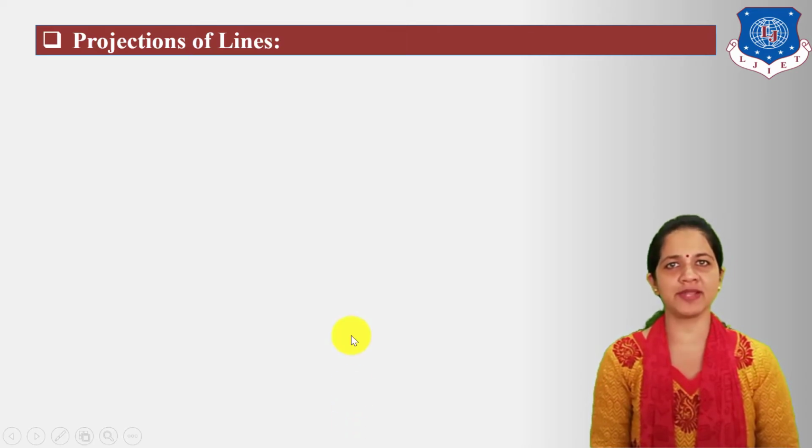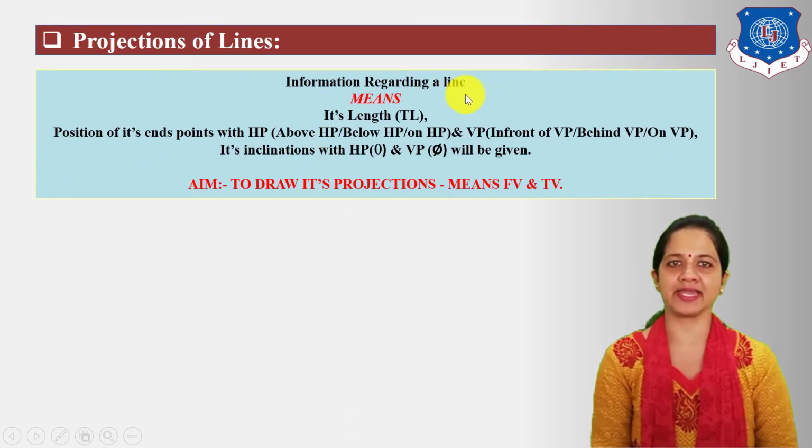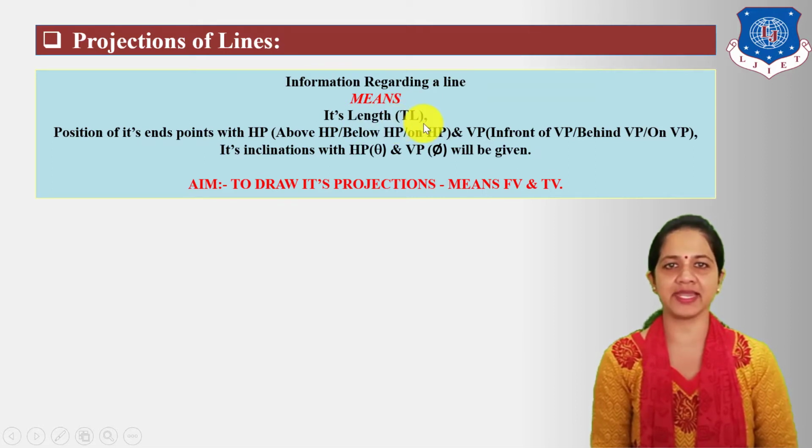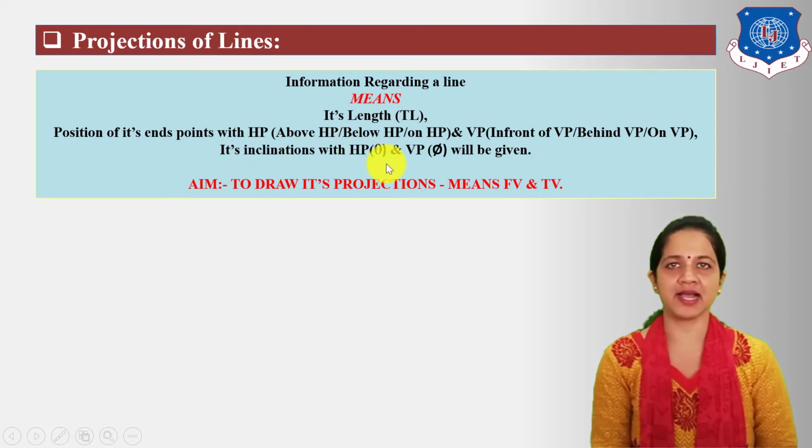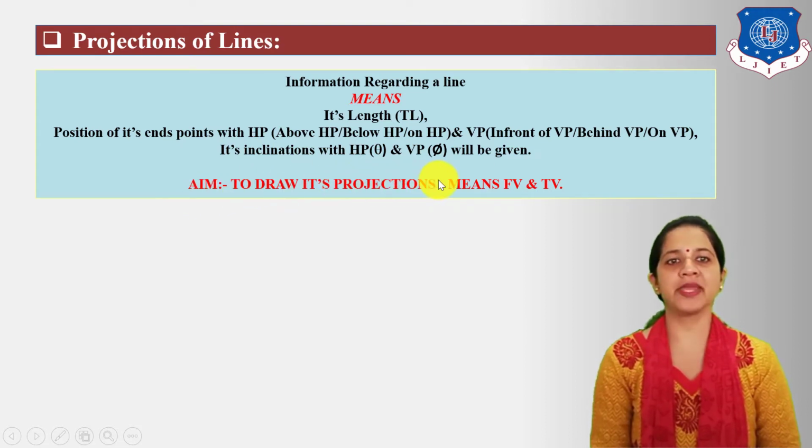Now, in projection of a line, information regarding a line means its true length TL, the position of its endpoints with HP, either above HP, below HP or on HP, and with VP, either in front of VP, behind VP or on VP, and its inclination with HP, theta, and with VP, phi, will be given. So the aim of projection of a line is to draw its projections, meaning the front view and top view.